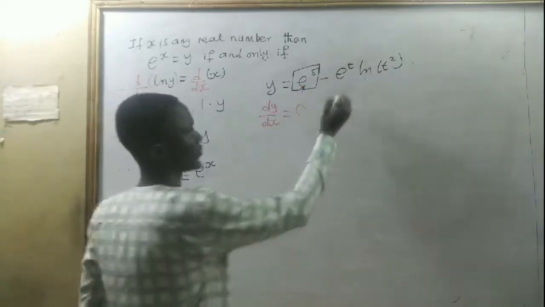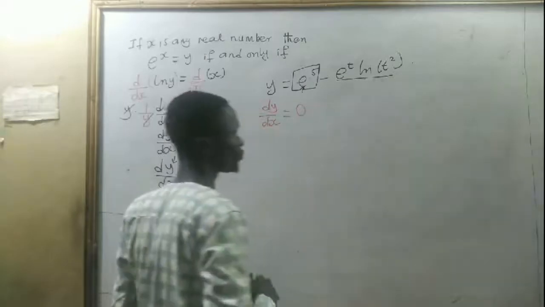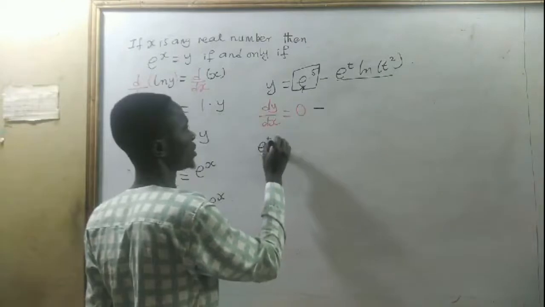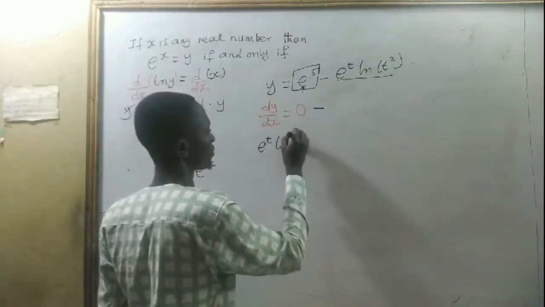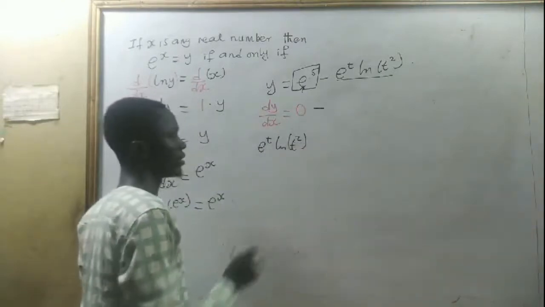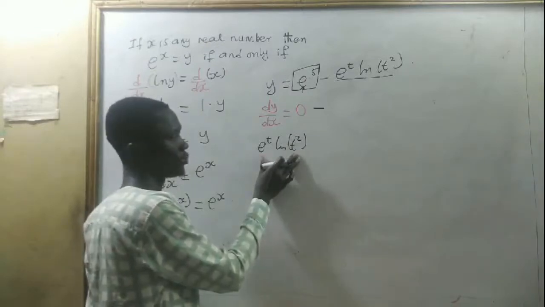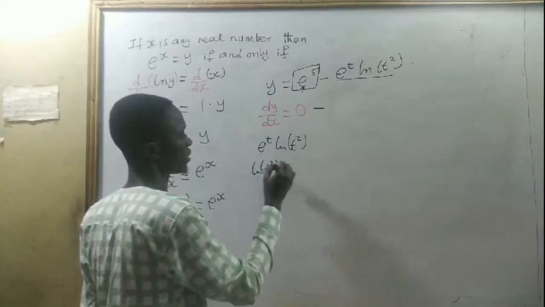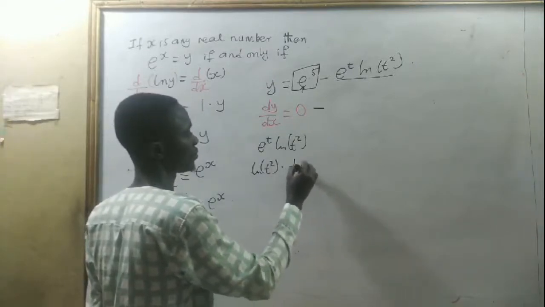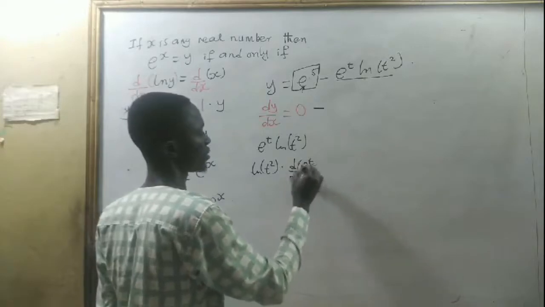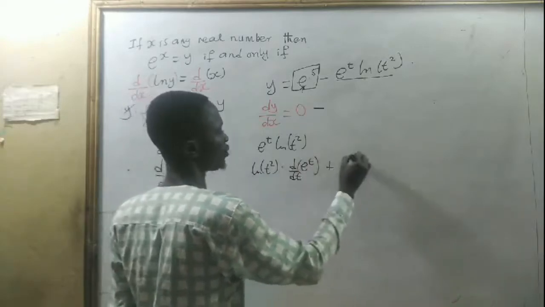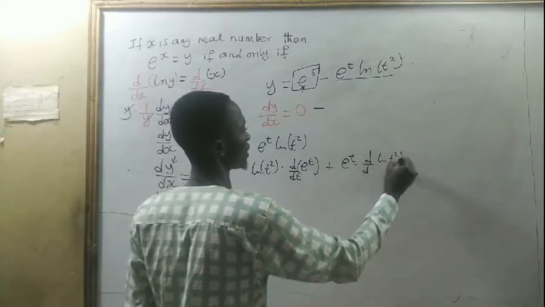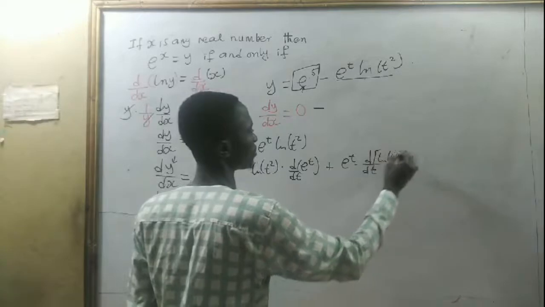Now, it is left with this for us to differentiate. So let's put the minus sign here and then take this one. This is e to the power t ln of t squared. Now, how do we do this differentiation? We are going to use the product rule. For the product rule, we maintain the first one, that is ln t squared, times the derivative of e to the power t with respect to t, plus we maintain e to the power t times the derivative of ln of t squared with respect to t.